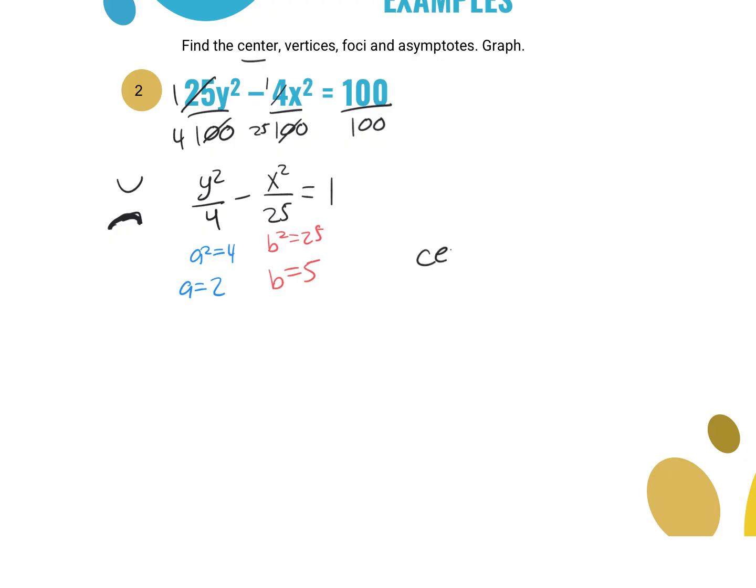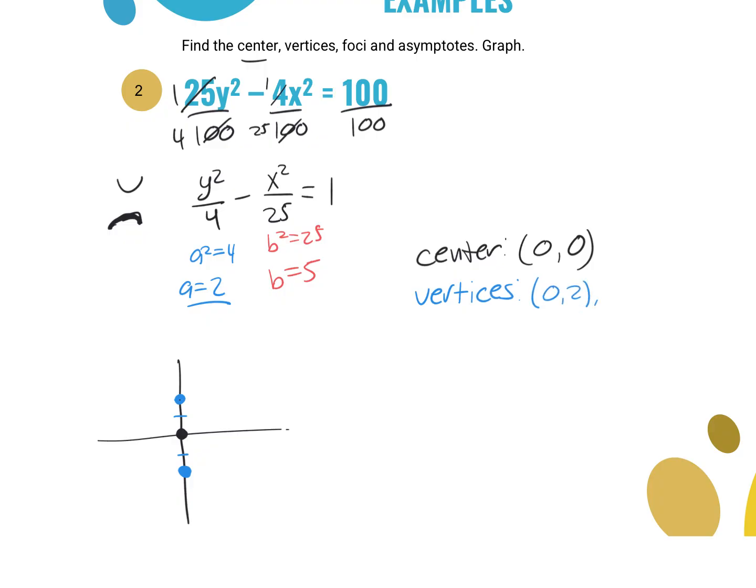So my center is going to be at (0, 0). Again, there's no h and k over here, so this is just (0, 0). And then let me plot that on the graph. So (0, 0) is right there. Your a value of 2, that's going to tell you how many units from the center you're going up or down. If it's a vertical one, I'm going to go up 2 units and down 2 units. And so let's write those points as ordered pairs. My vertices are going to be at (0, 2), and then I have more vertices at (0, -2).